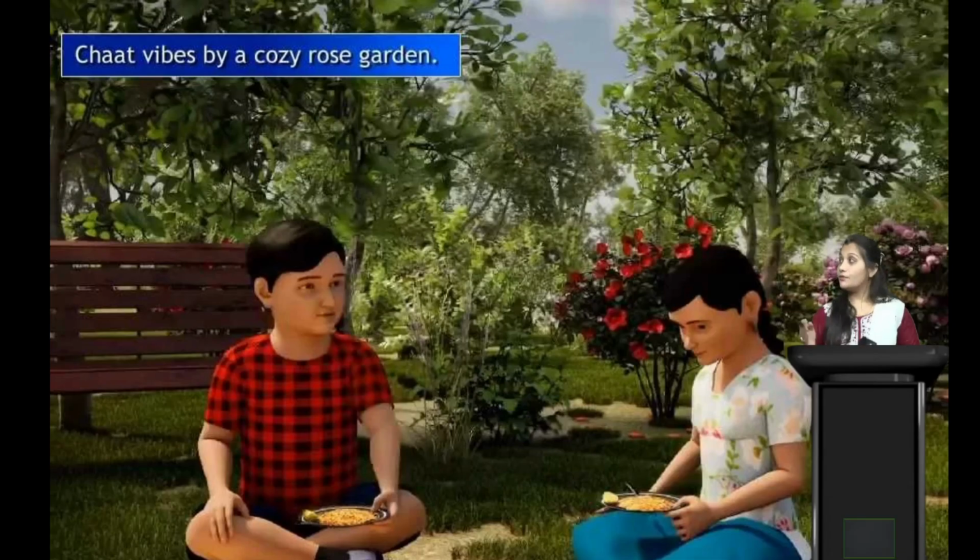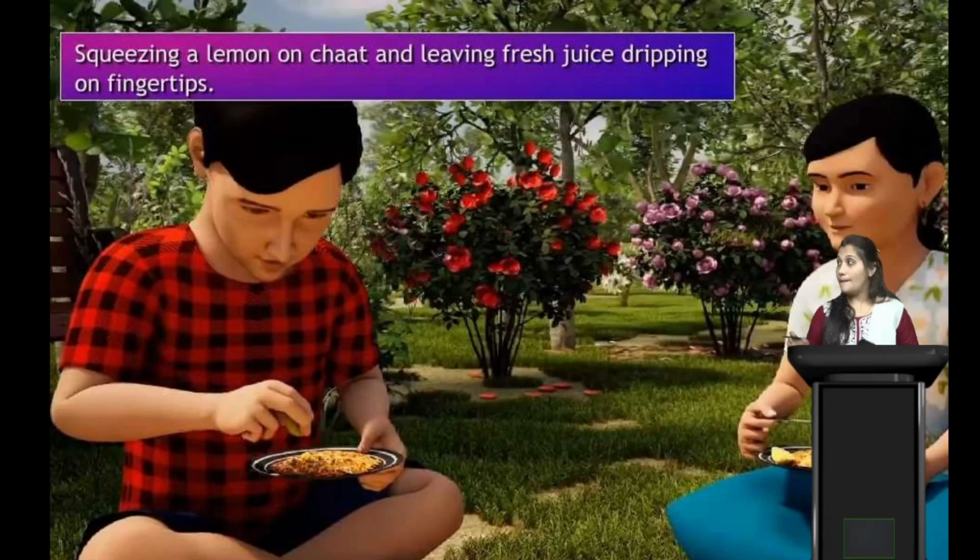Let's see what happened. See, here squeezing a lemon on chart and leaving fresh juice dripping on fingertips. Means squeezing a lemon on the chart. He's squeezing a lemon on the chart and on his fingertip, those lemon juices are left. Isn't it? Because if we squeeze a lemon, we can find that some lemon juice is left on the fingertip.